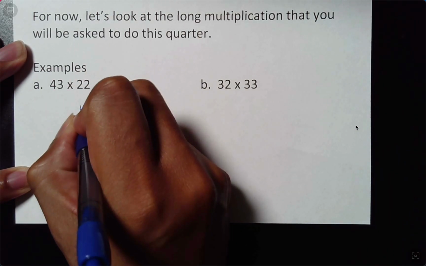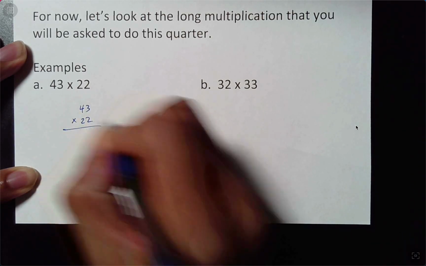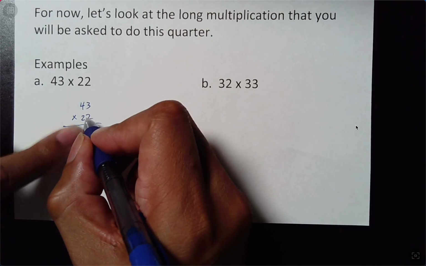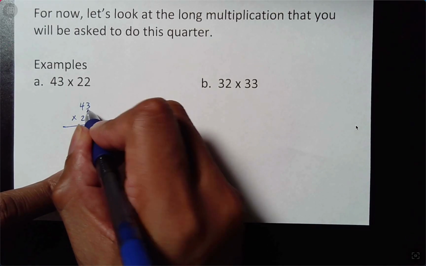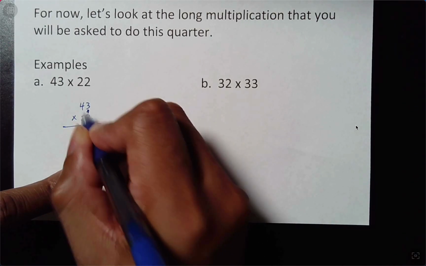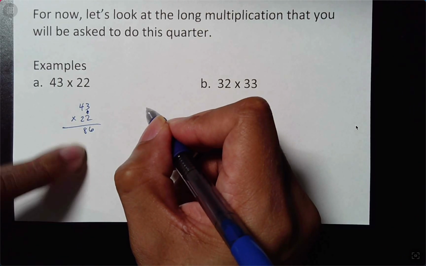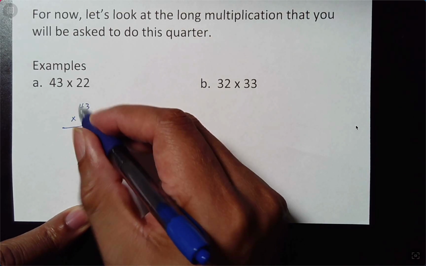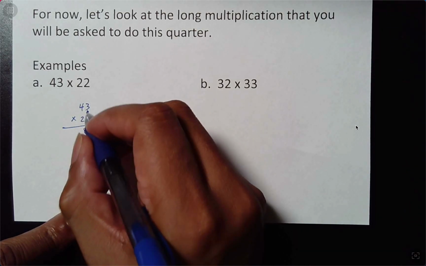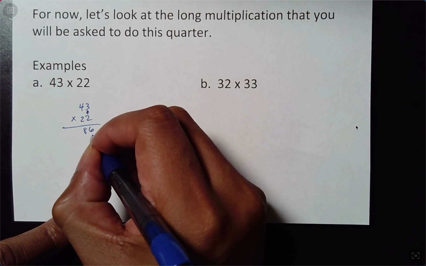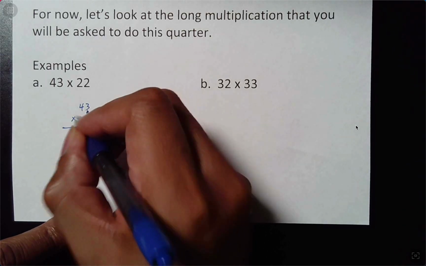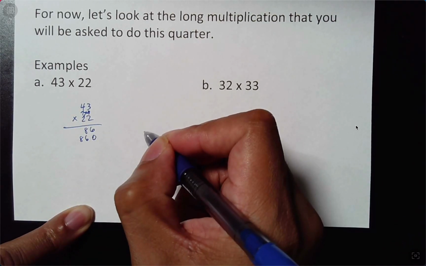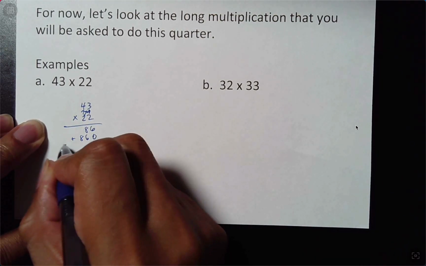So 43 times 22 means we set it up this way. When you do long multiplication, you freeze on the first number and you do 2 times 3, which is 6. Then you do 2 times 4, which is 8. So you ignore the first 2, you do 2 times both of those numbers. After you're done with that number, you simply put a 0 down here and then move over to the next number. So 2 times 3 is 6, 2 times 4 is 8. And when you've done those 2 rows, you simply add them up.